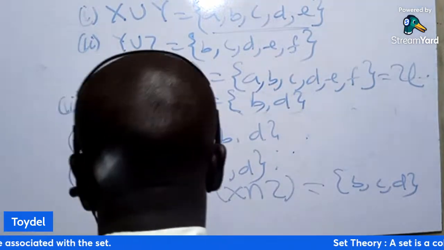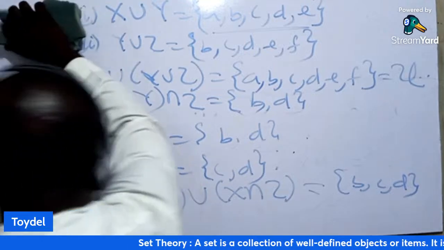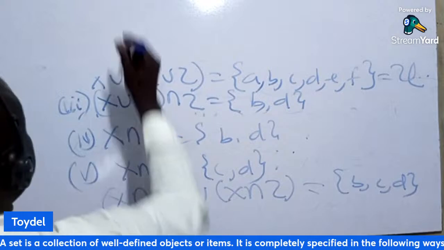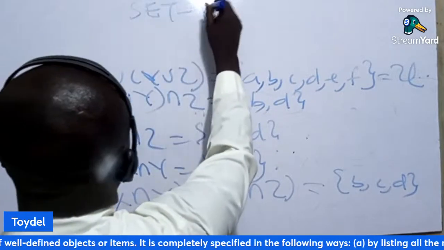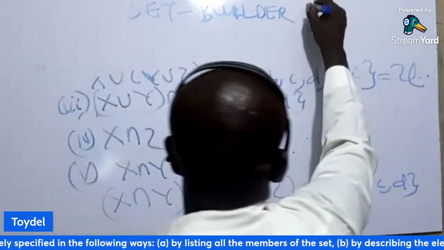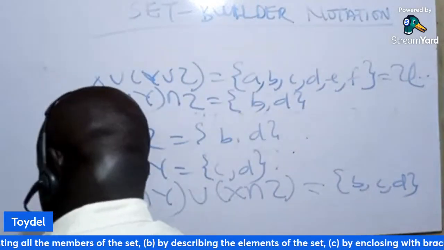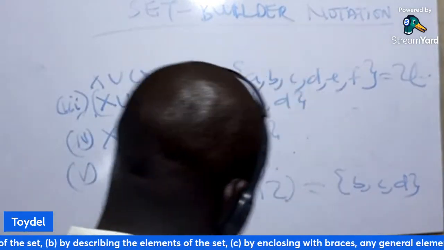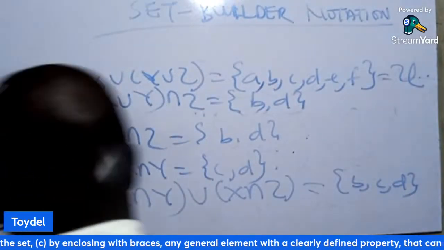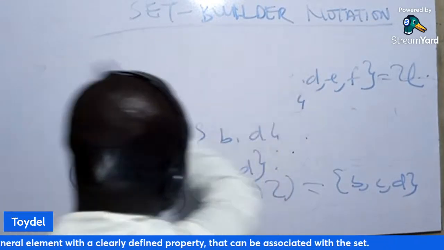So I will just introduce set builder notations. Then we continue from there in our next class. So set builder notation. How can a set of values be represented in set builder notation?